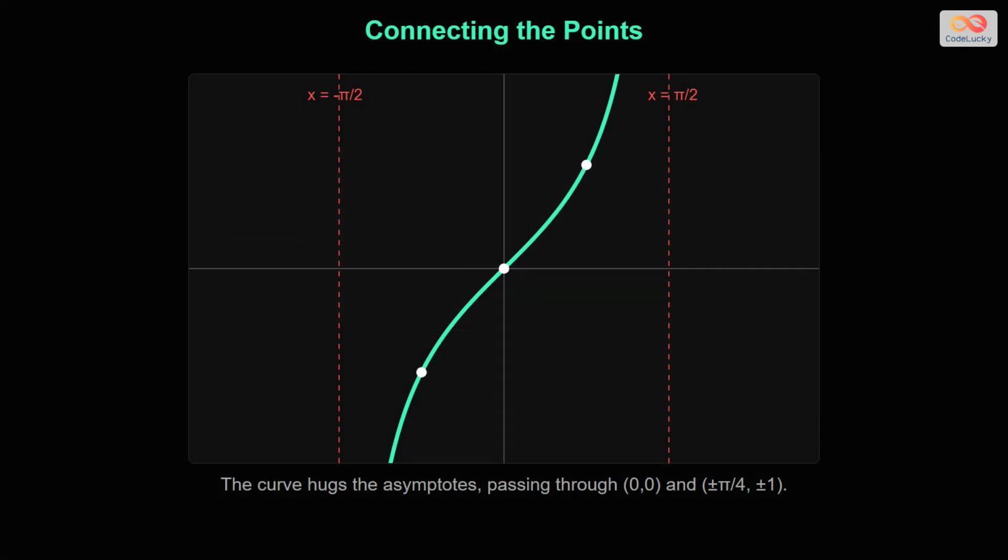Now we connect these points. The curve starts low near the left asymptote, passes through our negative 1 point, crosses through 0, hits positive 1, and then shoots up towards the right asymptote. It hugs these walls forever without ever touching them. It has a shape somewhat like a cubic function.